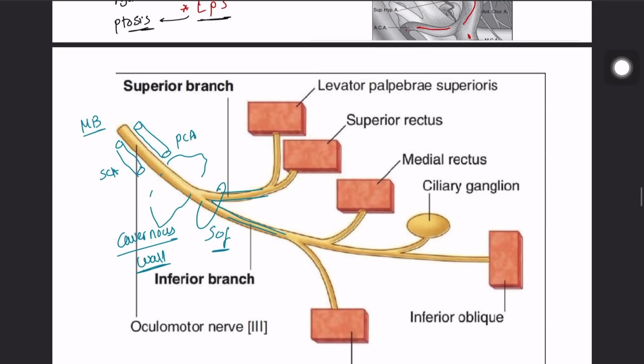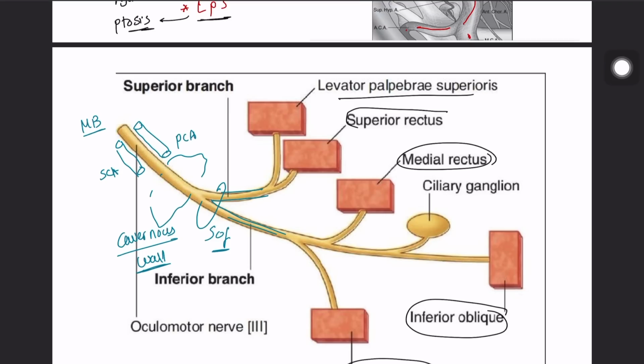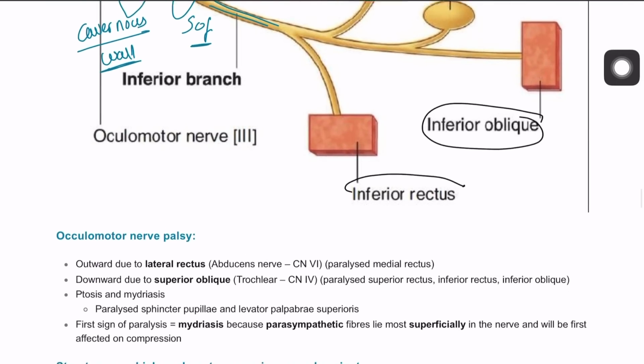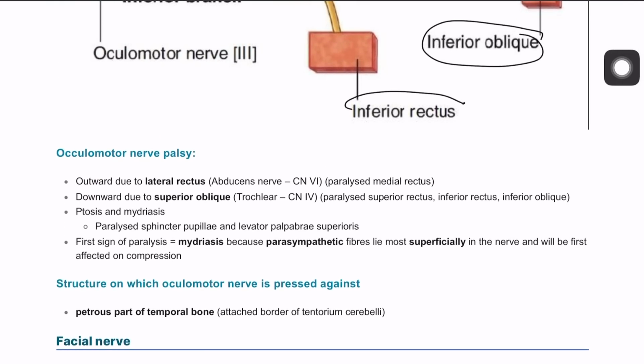As you can see here, it supplies LPS, superior rectus, medial rectus, ciliary muscle, inferior oblique, and the inferior rectus. The paralysis will lead to outward and downward deviation, ptosis and mydriasis, and the first sign is mydriasis.